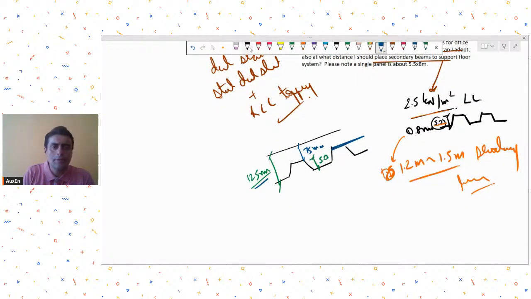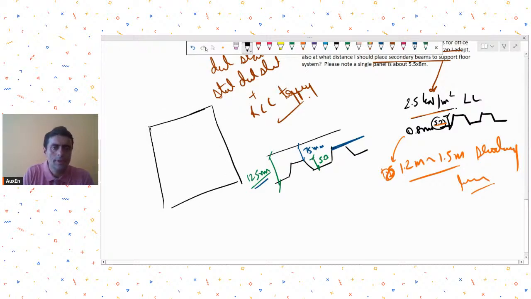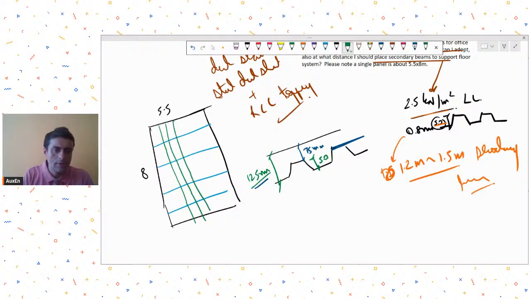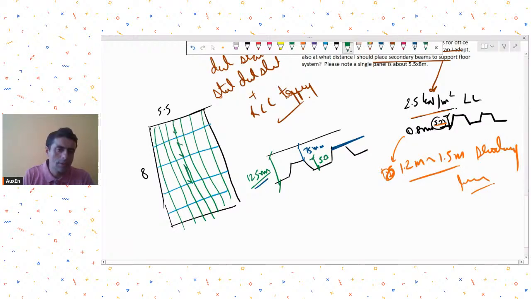So let's say your total office size was 5.5 by 8. Sorry, if it was 5.5 by 8, maybe you could come up with secondary beams in the shorter direction like this at every 1.2 meter, and then the deck sheet corrugation can run in this direction. Okay, so this type of system you can think of, but of course it will depend on your specific requirements. This is just a suggestion based on the data that you have provided. I hope that's clear.